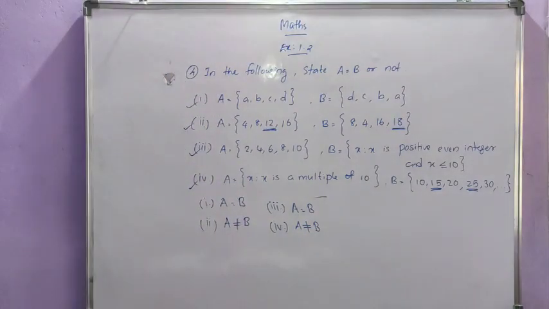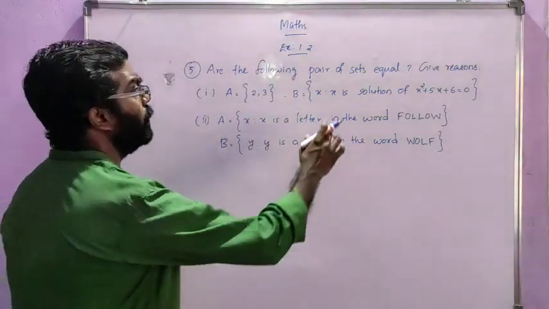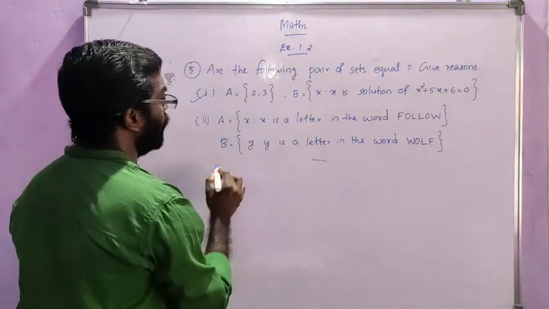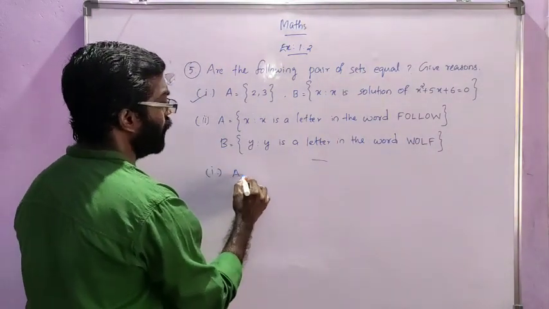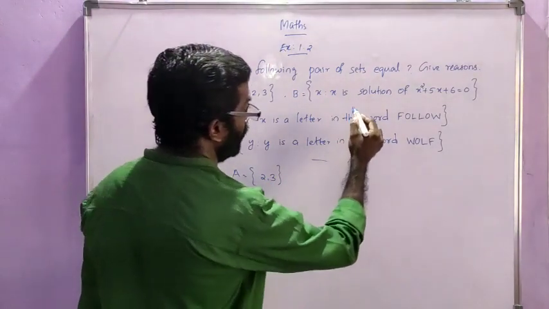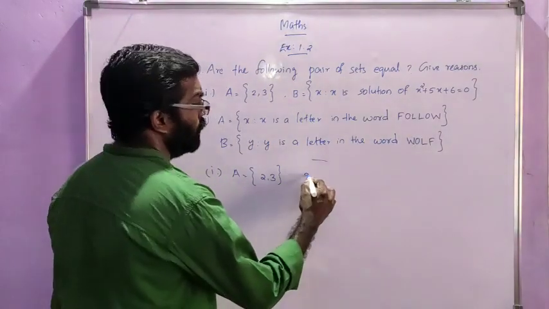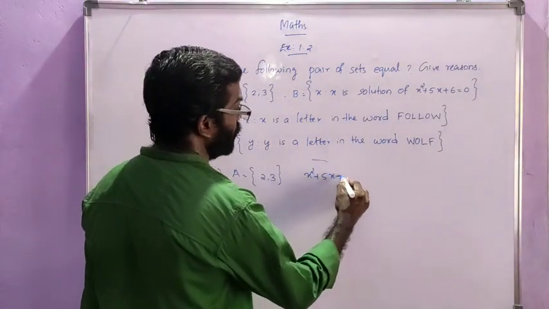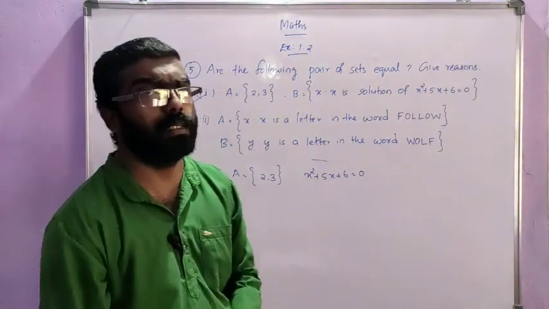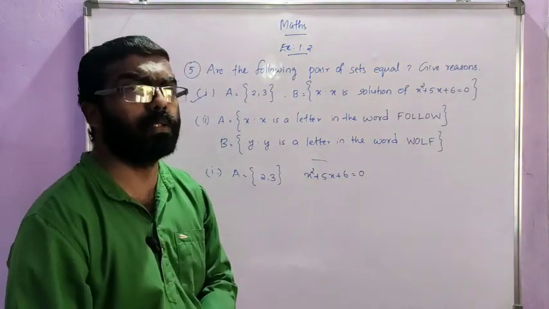Okay. Now the next question is, are the following pair of sets equal? Give reasons. First sub question, A is equal to set {2, 3} and B is equal to set of all X such that X is a solution of X square plus 5X plus 6 is equal to 0. Okay. So the second part is given in set builder form. We can solve the equation and find the values of X.